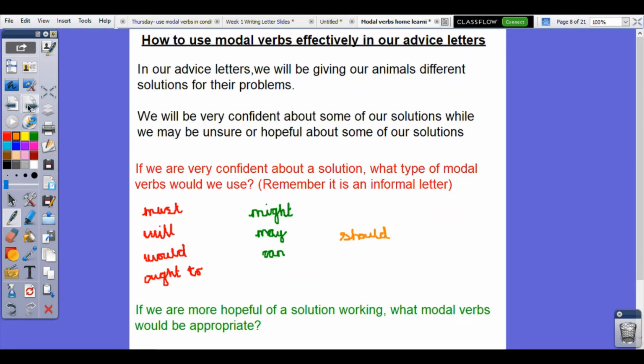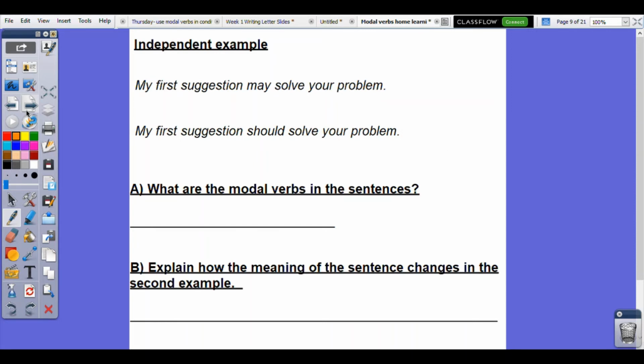Okay, so let's look at our first example of your independent work today. This one is just for me, so please continue watching carefully and then you'll get your opportunity to complete your work soon. So I've got two sentences here. My first suggestion may solve your problem. My first suggestion should solve your problem. So in my margin, imagine I've got a margin here. I want to say what the modal verbs are in the sentences. Question A. I can see that may is the modal verb here, and that should is the modal verb here.